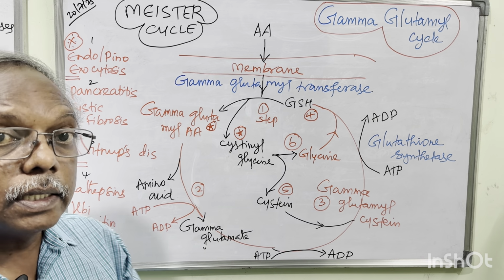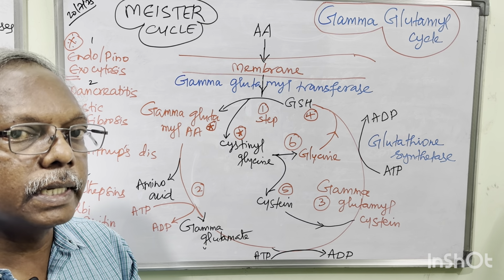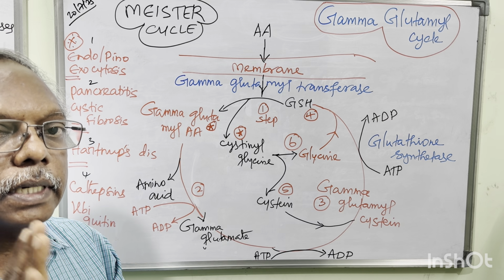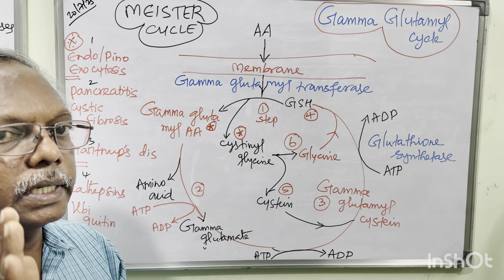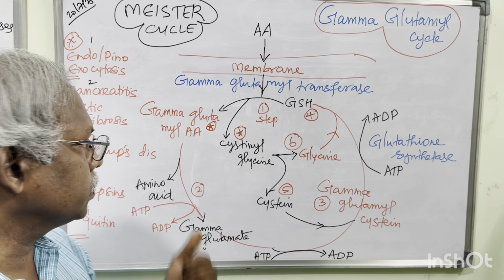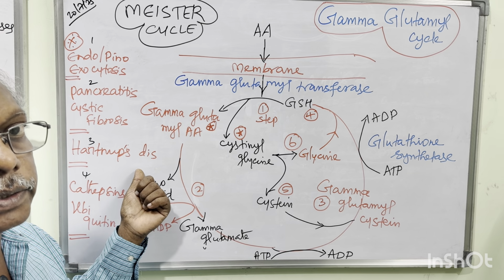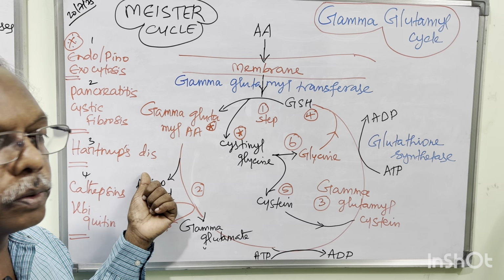The third one is Hartnup disease. This is actually not an enzyme defective disease. This is an amino acid transportation disease, especially in the kidney and intestine. That is why Hartnup disease is very important for your short notes.